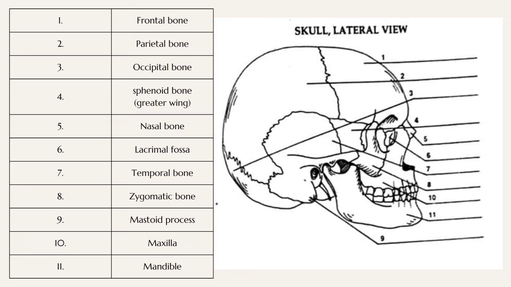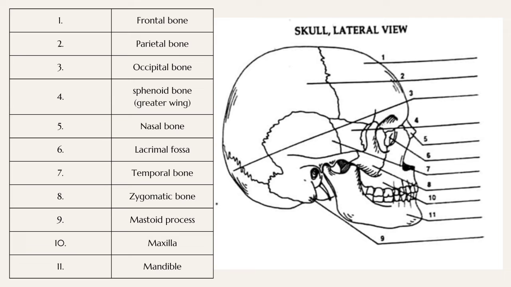Number six is lacrimal fossa. The lacrimal fossa is located on the inferior surface of each orbital plate of the frontal bone. It is smooth and concave, present laterally underneath the zygomatic process, a shallow depression for the lacrimal gland.